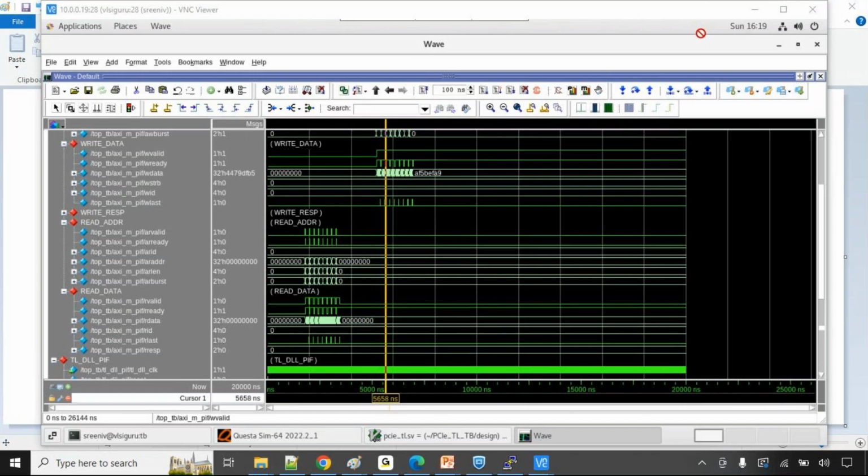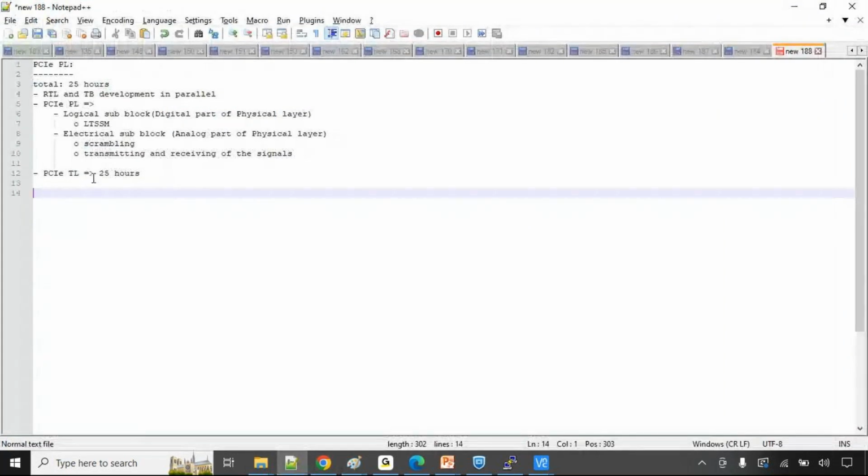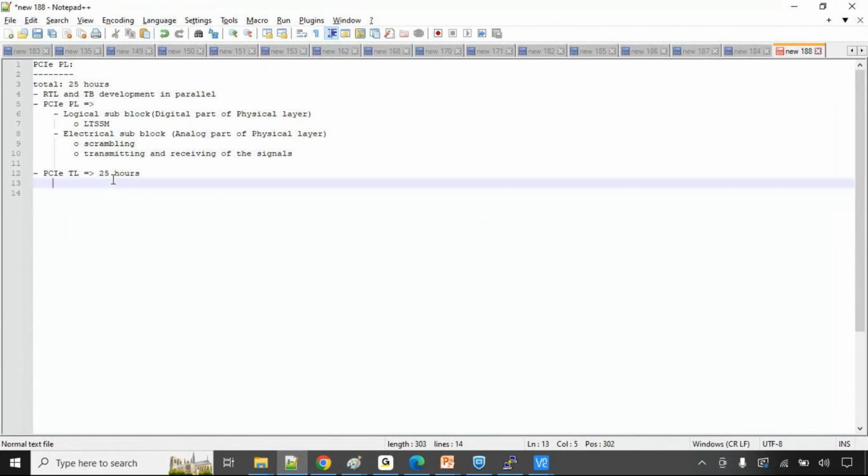So it is just to give you confidence that 25 hours is not a very short duration. We can do a lot of things in 25 hours. We will be able to confidently and properly complete the PCI Express transaction layer design and test bench development in 25 hours. Of course, one thing we need to notice is that companies like Synopsys, who develop these IPs, let's say the PCI Express physical layer VIP, have 5 to 6 people working for 1 full year developing these IPs. So we won't be able to match that level.